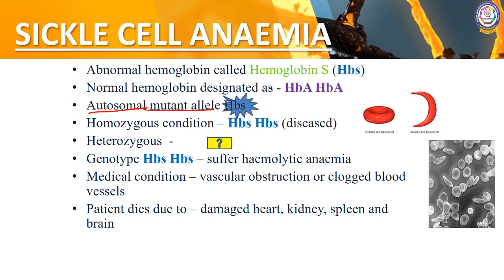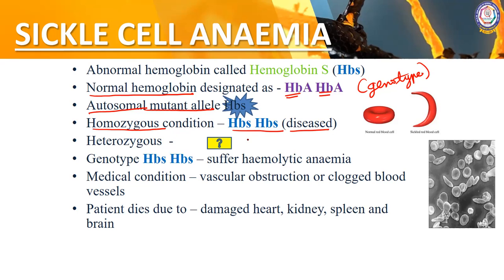So in autosomes, you can directly write the part; the hemoglobin part gets affected here. That's why Hb. So when I write HbA, HbA, this is normal hemoglobin. This is the genotype. And HbS is the mutant. So when I write it in a homozygous condition, the person is diseased with sickle cell anemia.